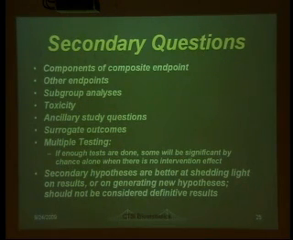Some secondary questions you might consider would be components of the composite endpoint. Okay, if your composite endpoint is death or a non-fatal myocardial infarction, then you may look at death and you may look at non-fatal myocardial infarction as two separate components as well in secondary analyses. There could be many other endpoints. There may be subgroup analyses. You may be interested in exploring whether a particular type of patient has a different response than other types of patients. Toxicities can be important secondary questions or secondary outcomes. There may be ancillary studies that you're going to tack on to a clinical trial as well.